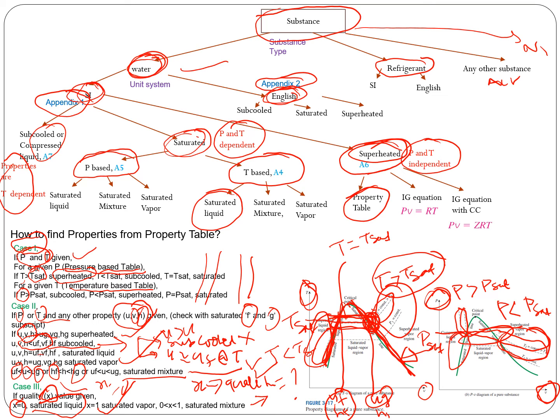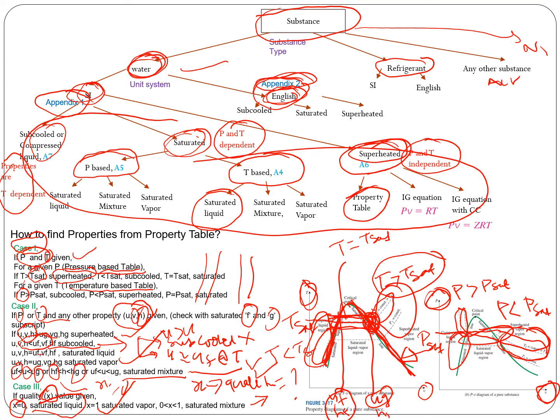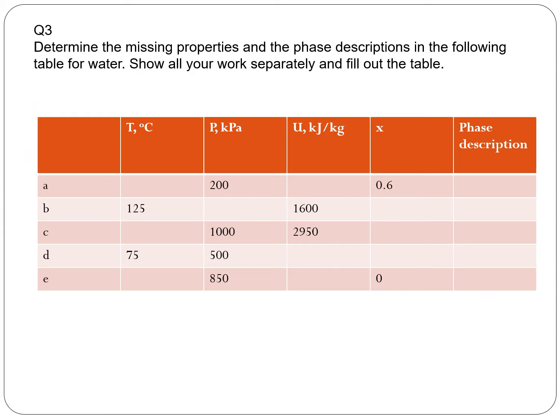That's the first step. The second step is, once you figure out where it lies, you have to go to the specific table and then find the property value. So this concept map is very important. I just explained it for water. You could do the same thing for any other substance as well as any unit system. The one which I have shown here is for the SI unit system. If it is the English unit system, you have to go to Appendix 2 and follow the same process. So this is kind of a guideline moving forward.